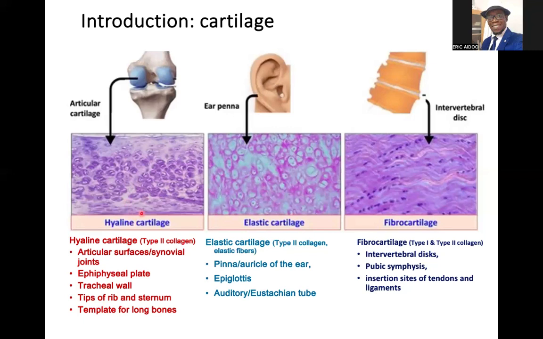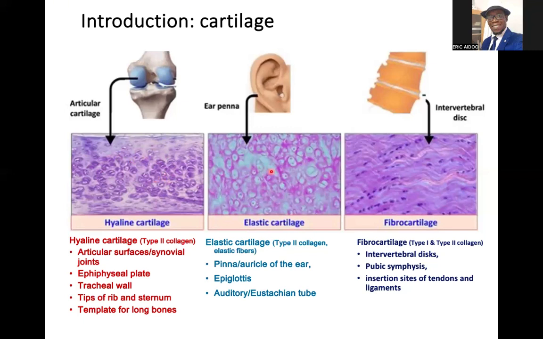So this is how a hyaline cartilage will look. We will go into more detail as we go along. Basically, this is how a hyaline cartilage will look, with groups of cells known as chondrocytes within the middle portion of the cartilage.